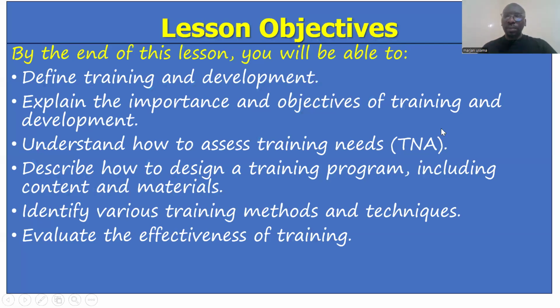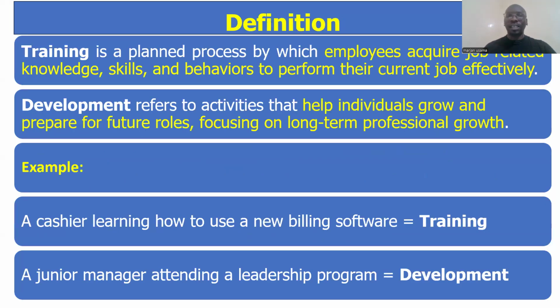So these will be our lesson's objectives today. By the end of this lesson, you should be in a position to define training and development, explain the importance and objectives of training and development, understand how to assess training needs, then describe how to design a training program, including content and material, then identify various training methods and techniques, then lastly, how can we evaluate the effectiveness of a training program? So this is in brief what we shall cover in this lesson.